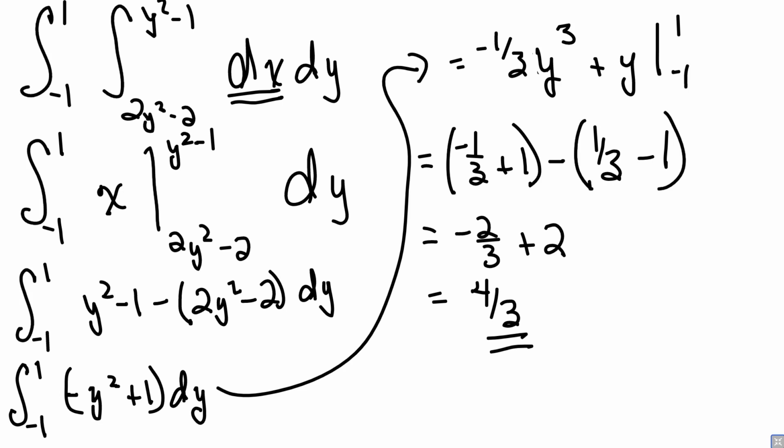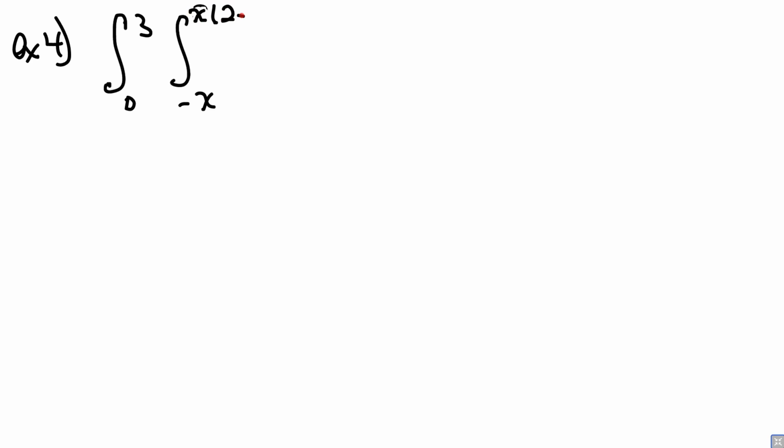Okay, so let's look at the next example. All right, so example 4. In here, we've got the integral from 0 to 3, and we've got the integral from -x to x times 2 minus x. We're doing dx dy.